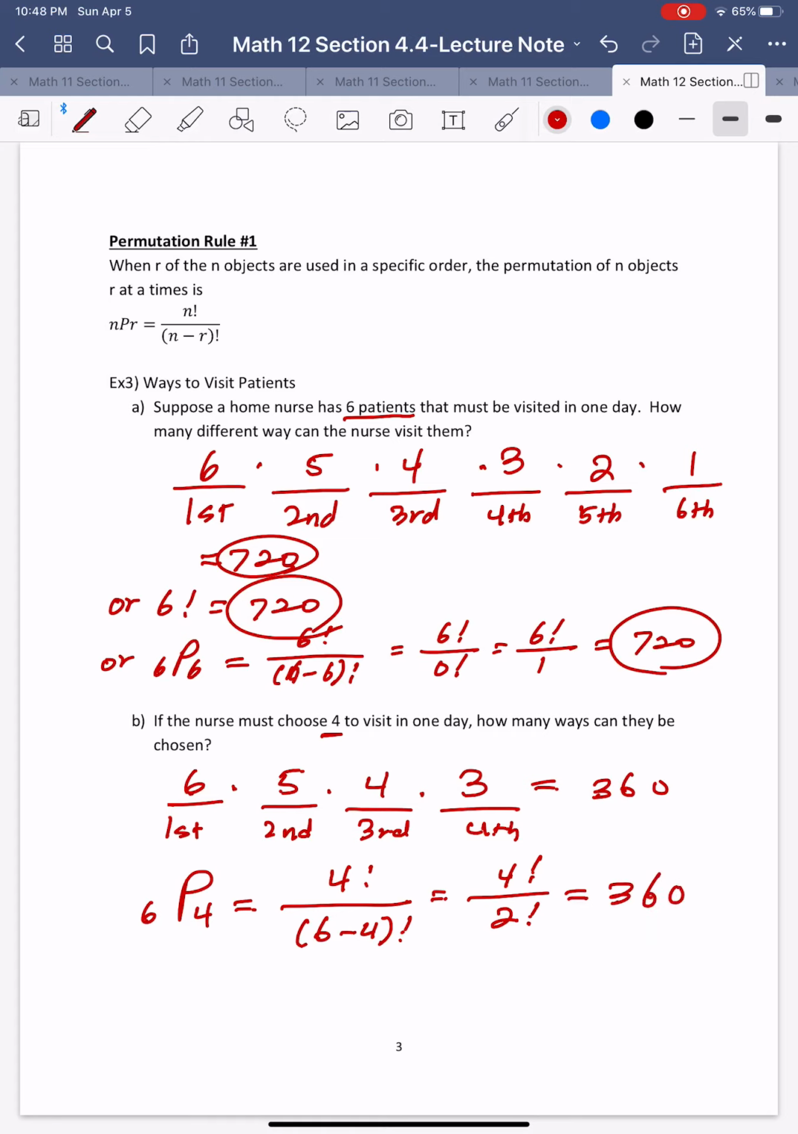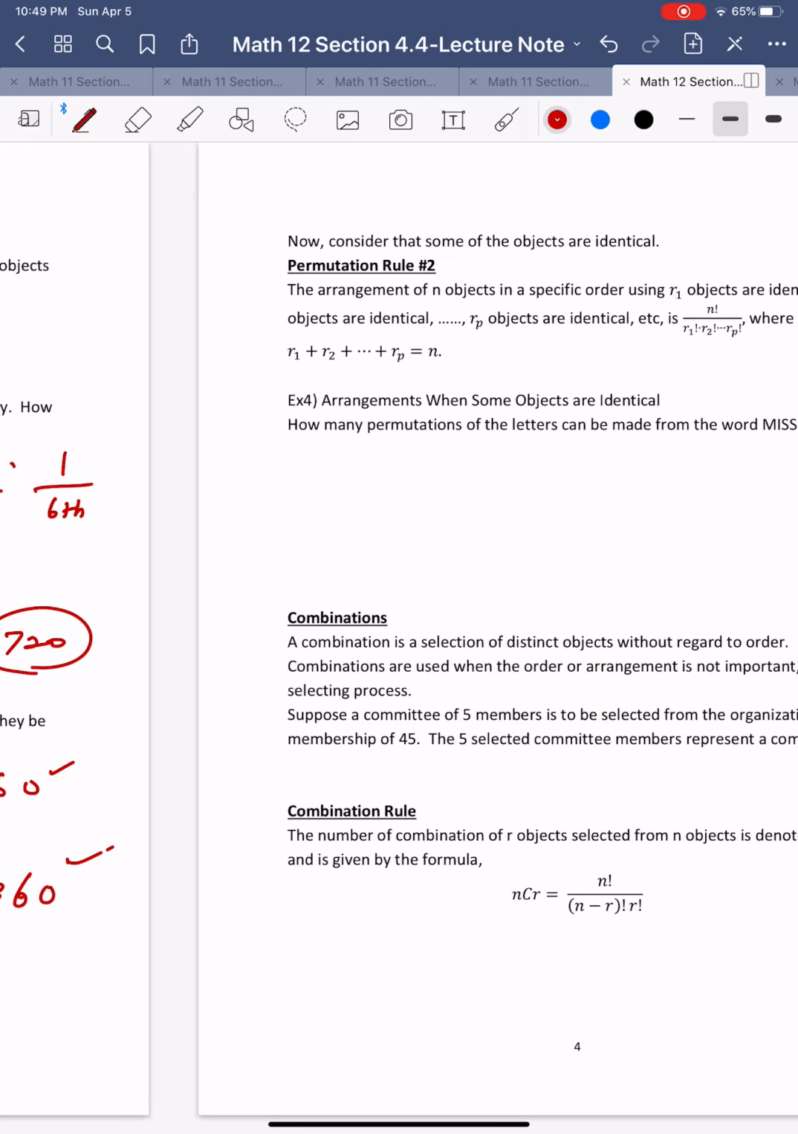360. Oh, sorry. This must be 6 factorial. So it's going to be 6 factorial over 2 factorial. Okay, so that's the same thing. So you can do it this way or this way. You get the same answer.